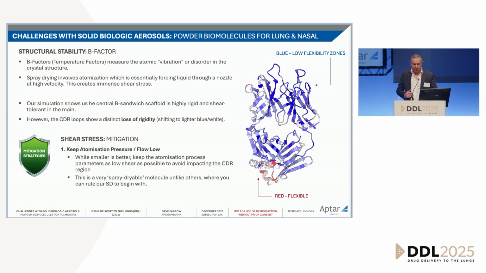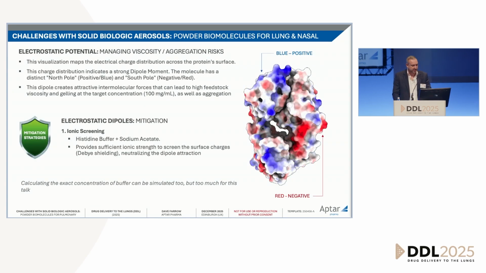At certain levels, we can start to see red appearing. This is showing the degree of flexibility. And as we start to see that white, we know that the complementarity determining regions, the part of the molecule focused on how it interacts with the target, are also starting to be affected. So this tells us something about how much aerosolization energy we need to put in: just enough to make a droplet of the right size for inhalation, not so much that we start to degrade the molecule. So already we've started to come up with process parameters as well as formulation parameters.